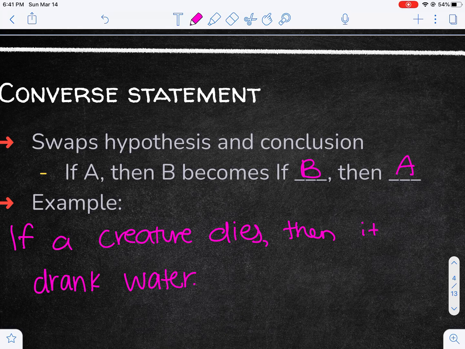And it's really important to realize that just because a conditional statement is true does not mean the converse is. It is true that every single creature that drinks water will eventually die, but it is not true that every creature that dies has drank water in its life. A creature could have been born, never ever drank water, and died of dehydration, okay? Just because the conditional is true does not mean the converse is.